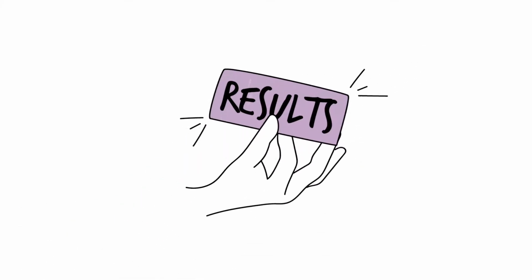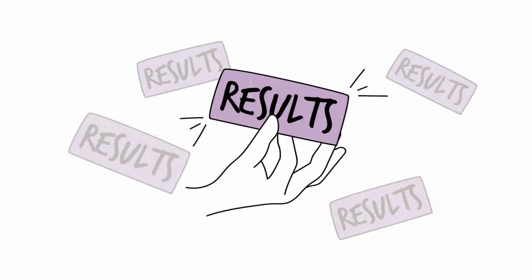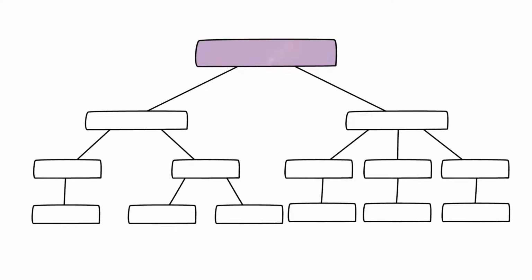The results framework includes only the results that your project is directly responsible for delivering and not the contributions from other actors. The top level of the results framework is the highest level of change desired. This is usually a restatement of the long-term goal identified in your theory of change.